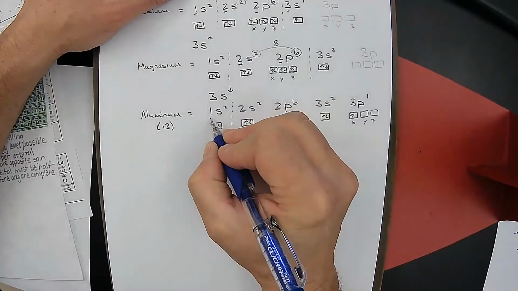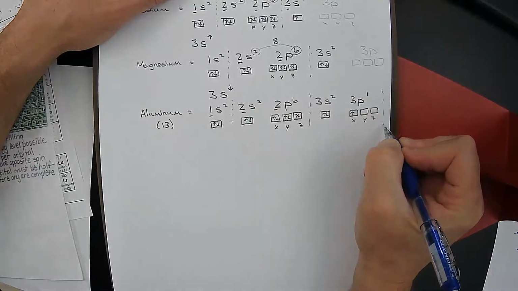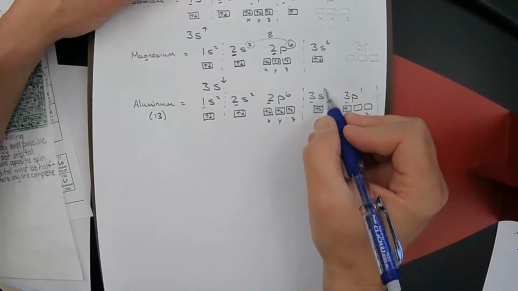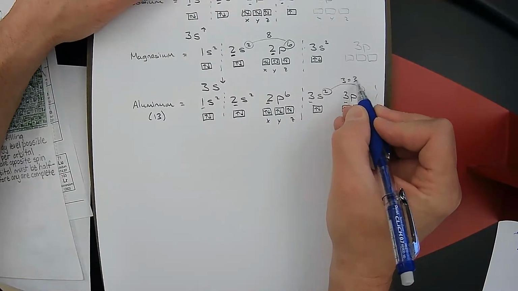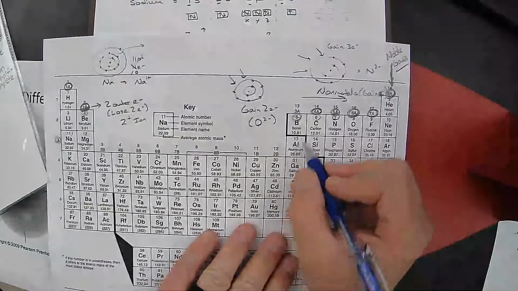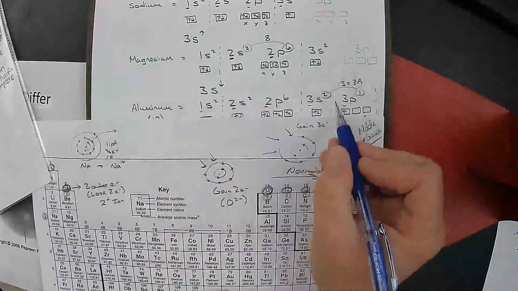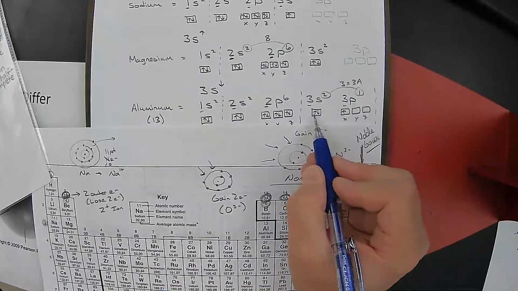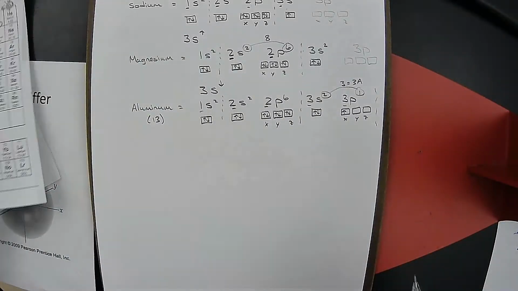Between principal quantum number 1 and 2, and now on the outside, principal quantum number 3, how many total electrons are there? There are 3. That's why we put aluminum in column 3A, because it's got 3 of those electrons on the outside. 2 of them are in the 3s, and 1 of them is in the 3p.